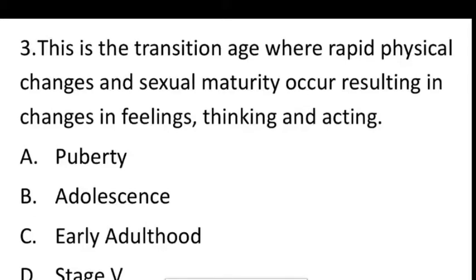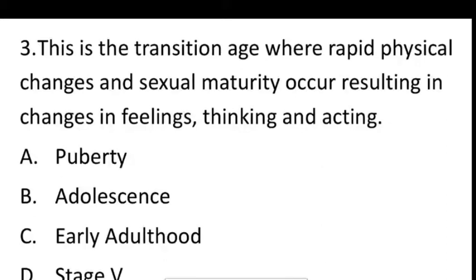Okay, of course, as you can see, out of our choices here, yung stage 5 should already be eliminated. Hindi natin alam kung anong stage tong stage 5 na to. Okay, so you are just down to these 3 choices. Now, according to your question, transition age siya. Rapid physical changes and sexual maturity. So, of course, you also cannot choose early adulthood. Okay? By the time that you have reached early adulthood, tapos na yung rapid physical changes mo, hindi ka na nag-grow. Diba? Hindi ka na nag-change, nagmamature sexually.